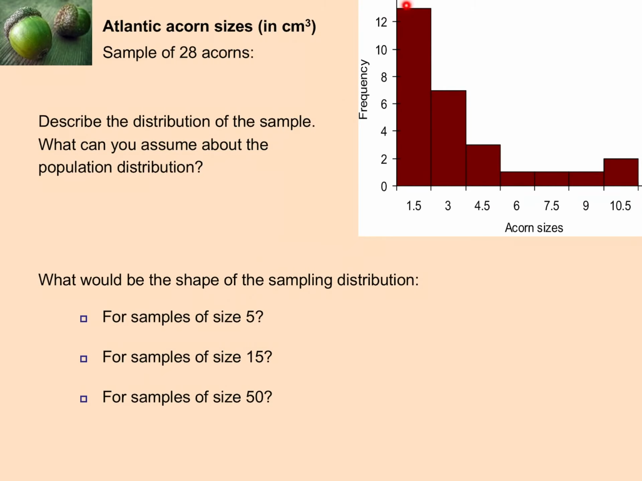Atlantic acorn sizes. So here we have a single sample of 28 acorns. It's wildly skewed. I mean, massively skewed, right? So let's describe that distribution. Skewed, as I just said, okay? So what would be the shape of the sampling distribution, let's say, for samples of size 5? Well, you know it's going to be skewed, all right? What about samples of size 15? Because this is so skewed, that's still going to give you a skewed sampling distribution. What about samples of size 50? Well, now you're probably going to get something more normal, all right?